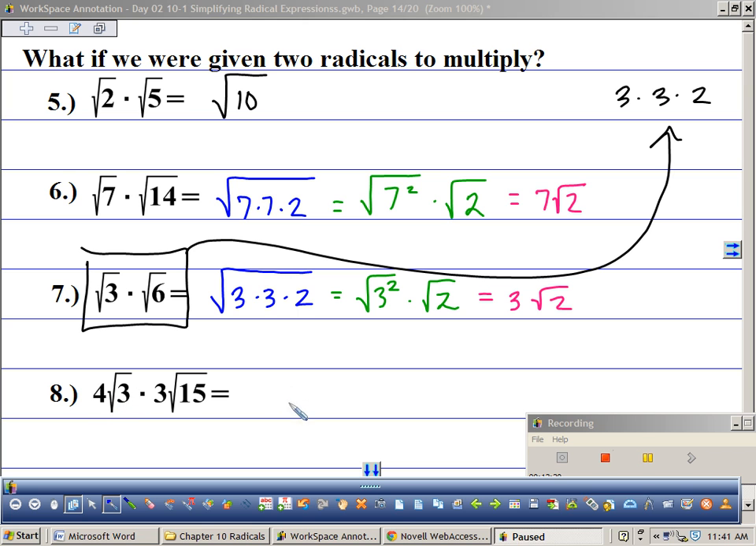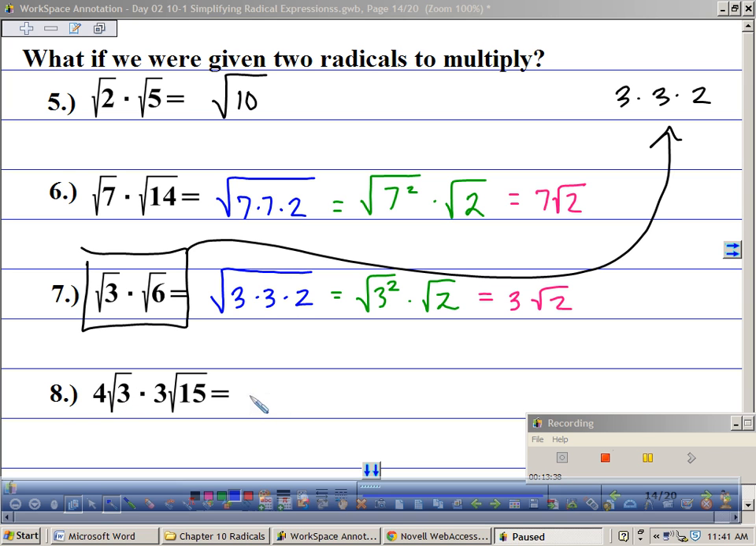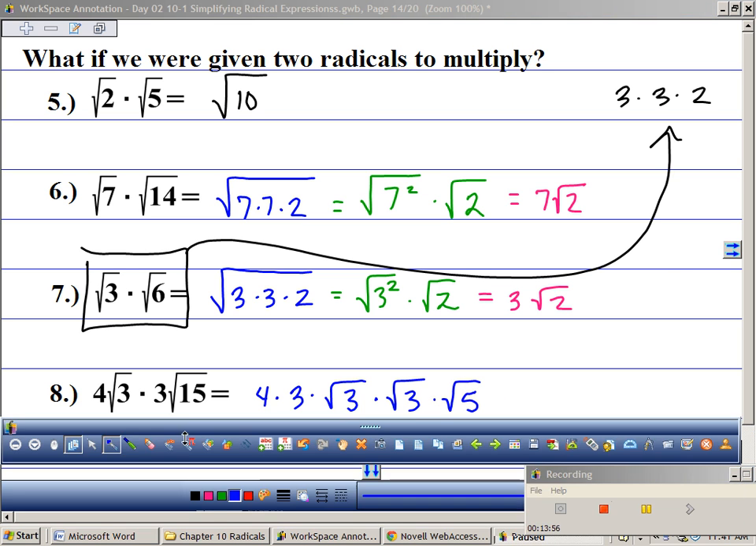What about this one? Worry about the inside, worry about the outside. Couldn't I also start moving things around using the commutative property? So don't I really have a 4 times a 3 times a root 3? Let's break it all down. Times a root 3, isn't root 15 root 3 times root 5? I could break it down that way, right?